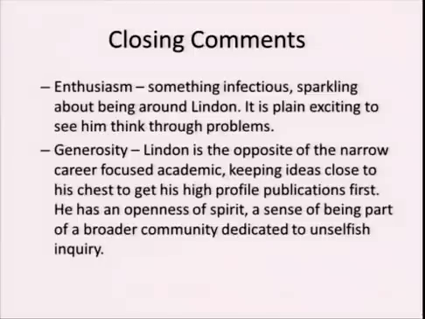And last, and many again have commented here, is his generosity. He is the opposite of the career-focused academic, who keeps their eye on the prize: I want a high-profile publication. Lindon loves to share. He has the basic excitement, he has an openness of spirit, a sense of being a part of a broader community dedicated to unselfish inquiry to better the human condition.